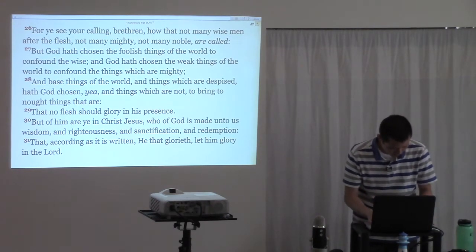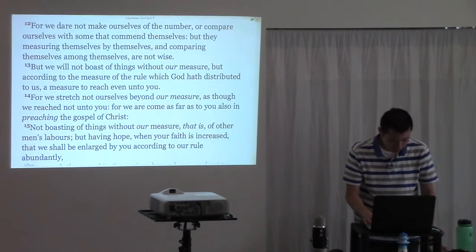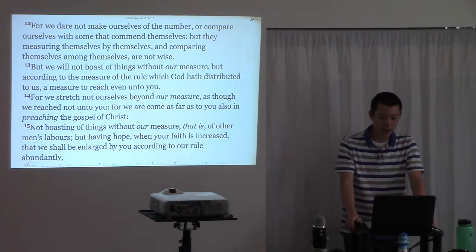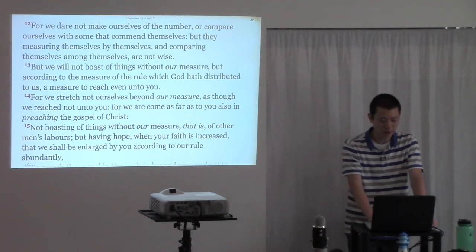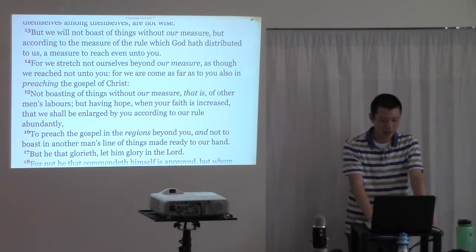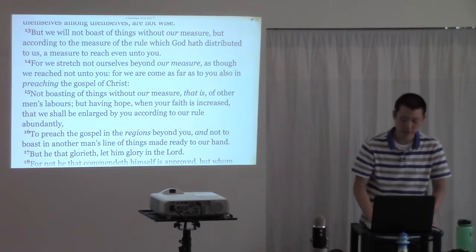So that's our 1 Corinthians 1, and let's go to 2 Corinthians 10. And again, talking about glorying in the Lord. For we dare not make ourselves of the number or compare ourselves with some that commend themselves, but they measuring themselves by themselves and comparing themselves among themselves are not wise. But we will not boast of things without our measure, but according to the measure of the rule which God hath distributed to us, a measure to reach even unto you.